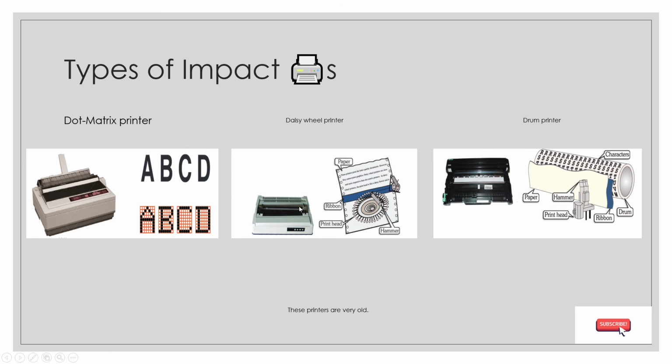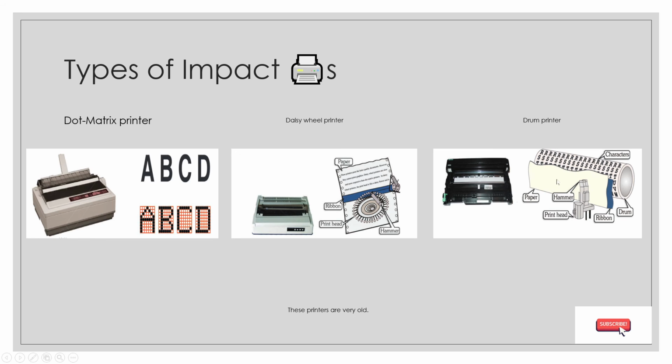Daisy wheel printer. So this is the paper and it has a ribbon inside it. And the print head, as you can see, has small pin types and the hammer. Drum printer. The drum printer is similar to the daisy wheel but a bit different.